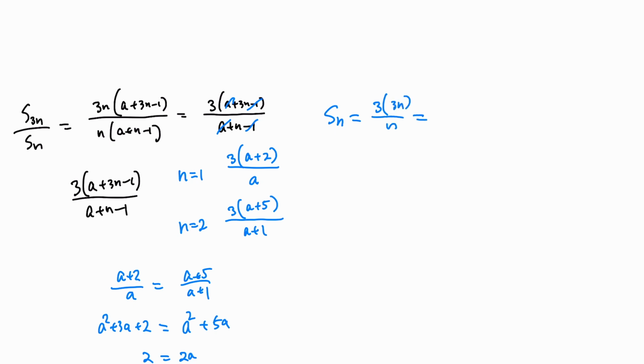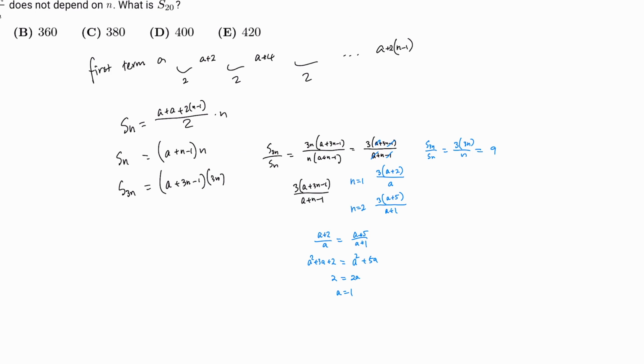Of course, now n cancels out, so that is just going to be equal to 9. Well, I mean, S3n over Sn. There is the mistake. S3n over Sn is equal to 9. Okay, so now it is a constant. It does not depend on n.